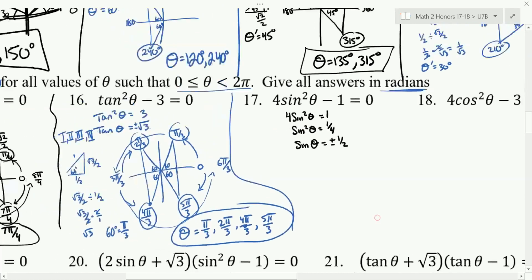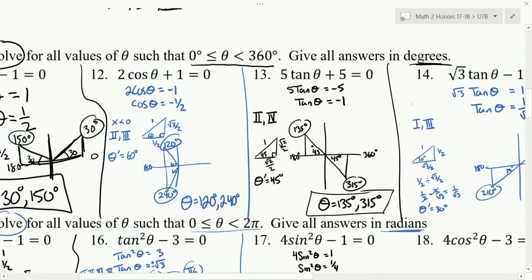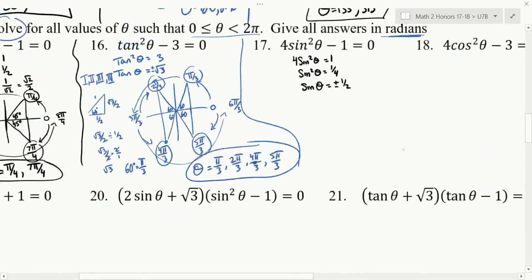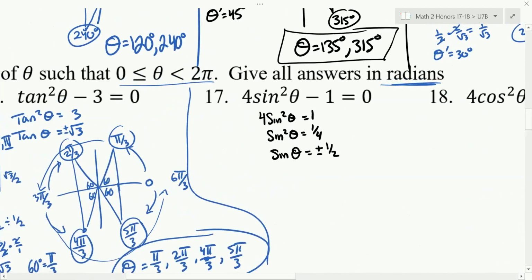And if we look back at number 8, sine squared theta was positive. That happens in all 4 quadrants. That's what we have here. We have sine squared theta is positive. Going to happen in all 4 quadrants. Got 4 answers.